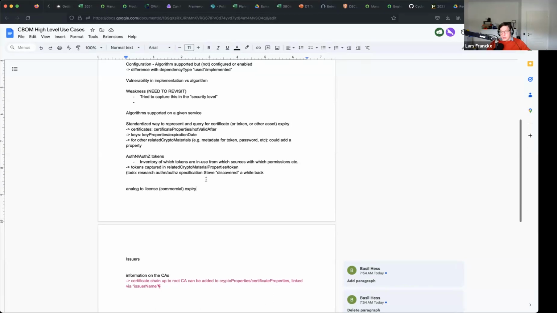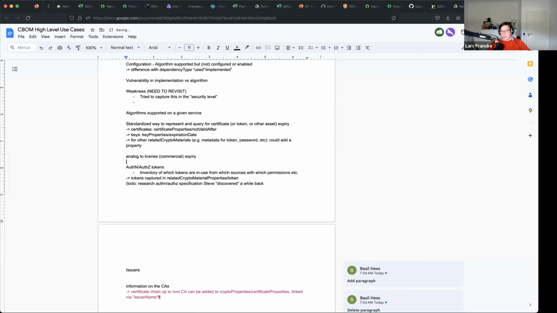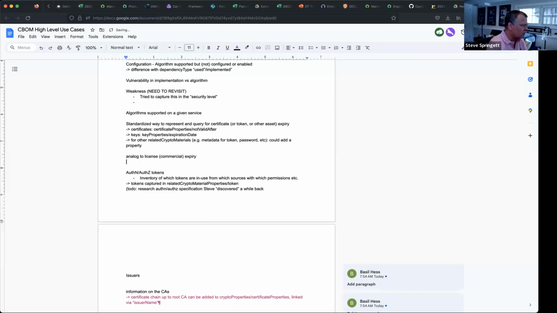So a standardized way to represent inquiry for certificate expiry, and then basically this is a different use case, a standardized way to represent commercial license expiry, like my Windows license will expire at this date. But as I said, it's a totally different use case, doesn't really belong to the crypto space, but it's still nice and useful to have, but this is at least my understanding.